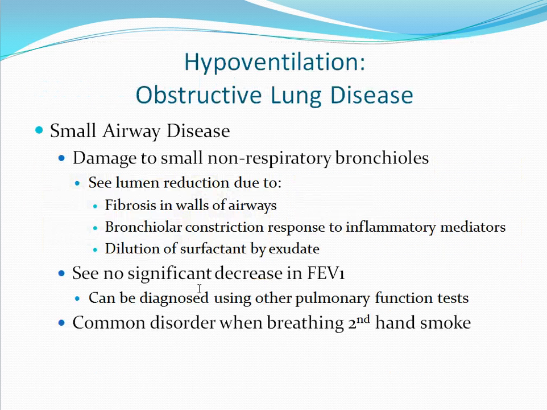The next type of obstructive disorder is small airway disease. Here, damage is to the small non-respiratory bronchioles. You will see lumen reduction due to either fibrosis in the walls of the airway, or bronchial constriction in response to inflammatory mediators, or dilution of surfactant by the exudate. You do not see any significant decrease in the FEV1 ratio, but this disease can be picked up by special pulmonary function tests. This is a common disorder that occurs when one breathes secondhand smoke.